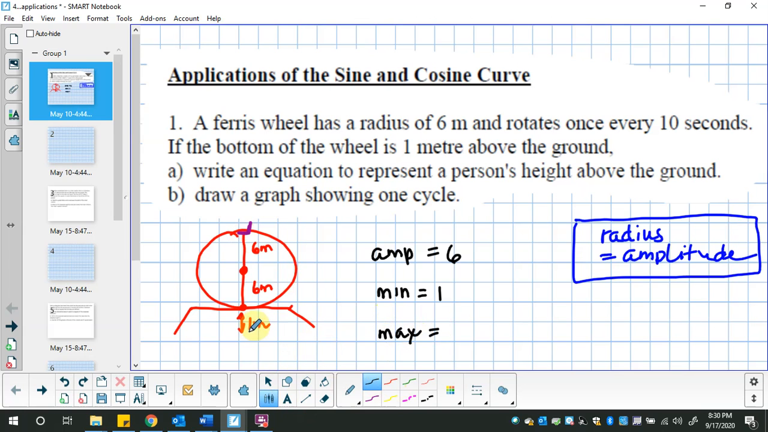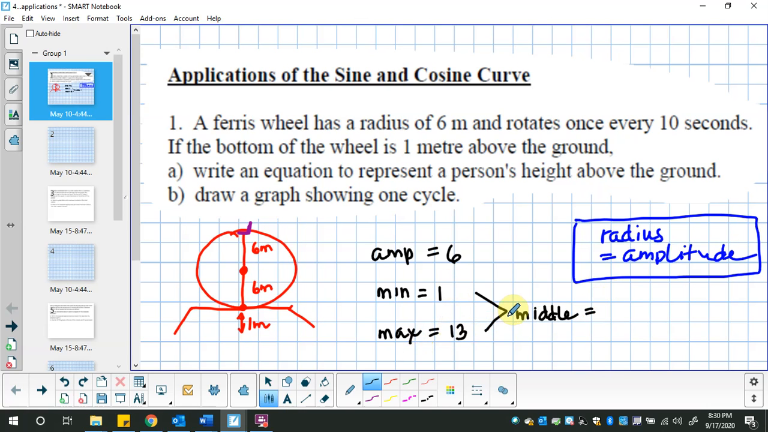And the maximum, I'm going to doodle and then undoodle, is 1 plus 6 plus 6. So my maximum is 13 meters. So if the minimum is 1 and the maximum is 13, you should be able to find the middle. You should be able to figure out how far it is halfway between 1 and 13.